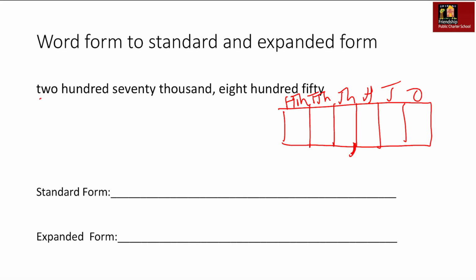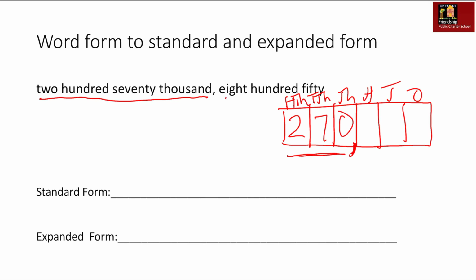Because if you look at our word form, you see 270,000 comma. So the 270 is to the left of the comma. So to the left of the comma in our place value chart, we need to put 270. Well, how do we write 270? It's a 270. So the only way I could do this is put a 2 in my 100,000s place, a 7 in my 10,000s place, and a 0 in my thousands place.